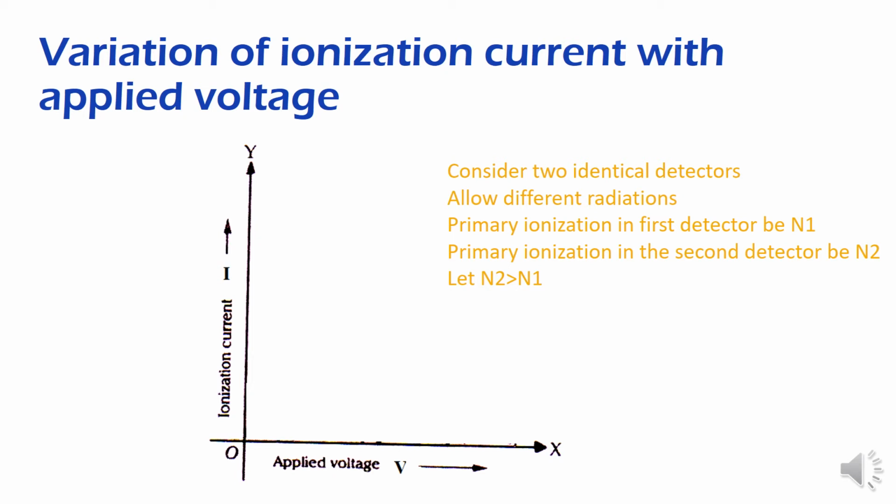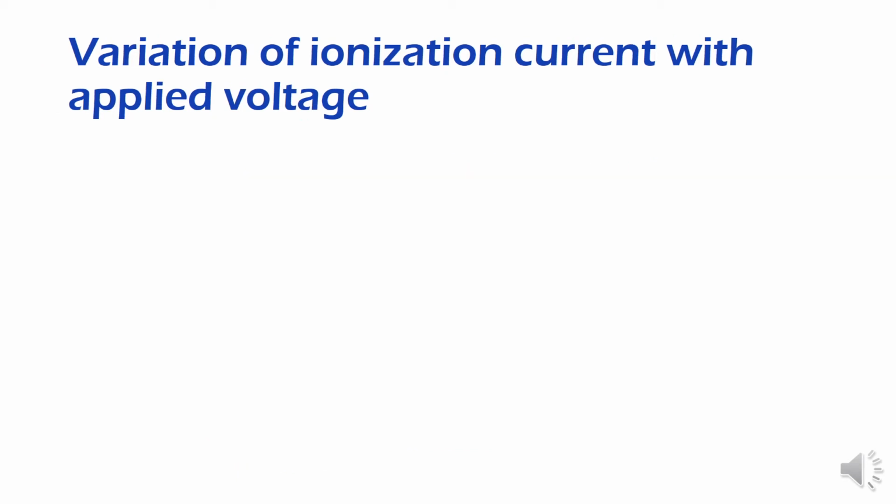And here we are going to vary the voltage from 0. From 0 we are going to vary the voltage and record the current, and we are going to plot the graph for both the detectors. First, let us begin the experiment with zero voltage. Assume that the applied voltage is 0 and you are allowing the particle to enter into the detector.